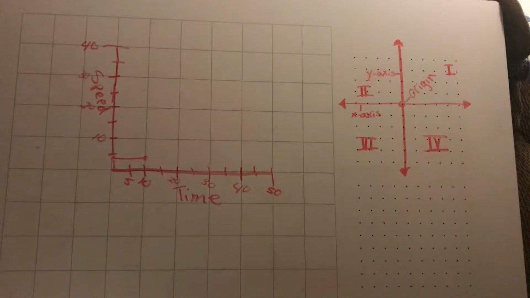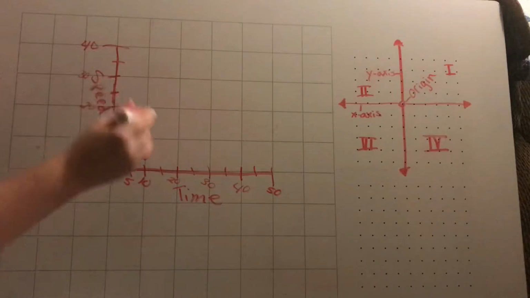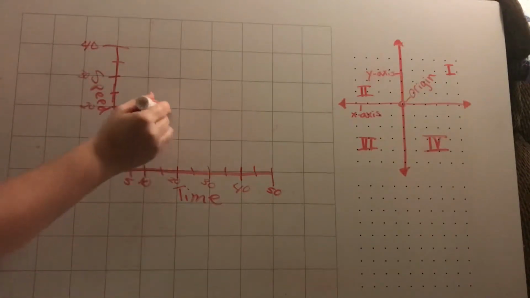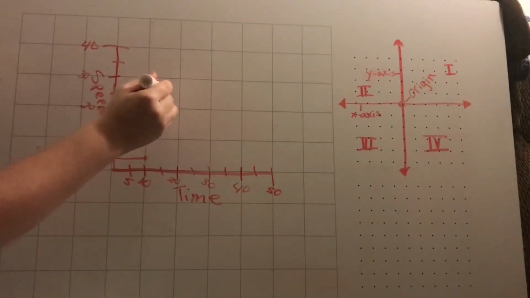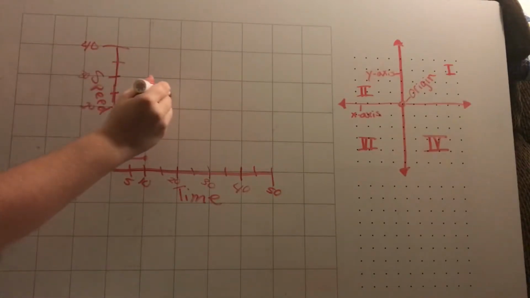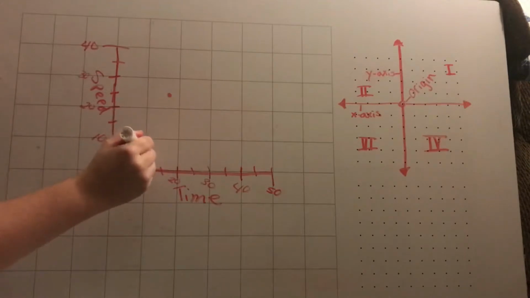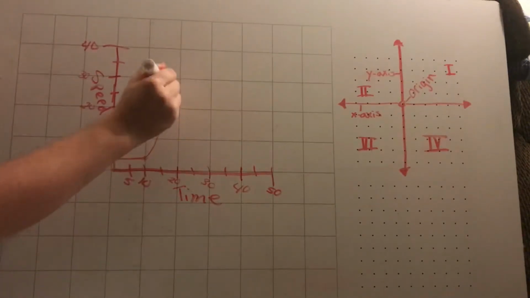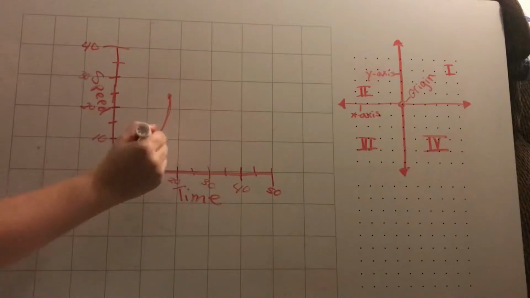So at 10 minutes, something changes, and it says its speed increases over the next 7 minutes. Okay. So it looks like it goes up to, let's see, 7 minutes is going to be about here, and it goes up to 25 in that 7 minutes. And so for 7 minutes, her speed increases to this point. Okay?